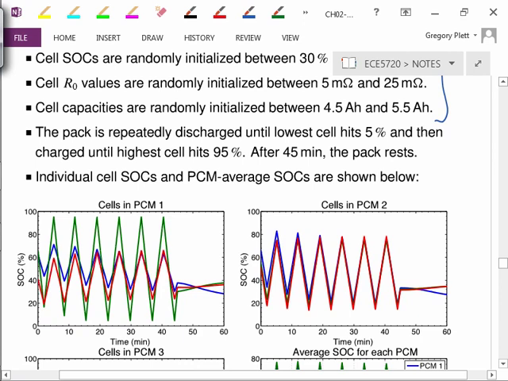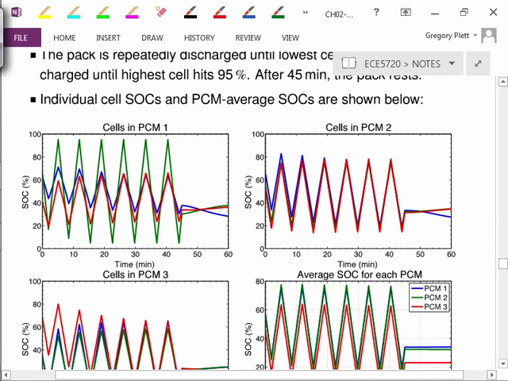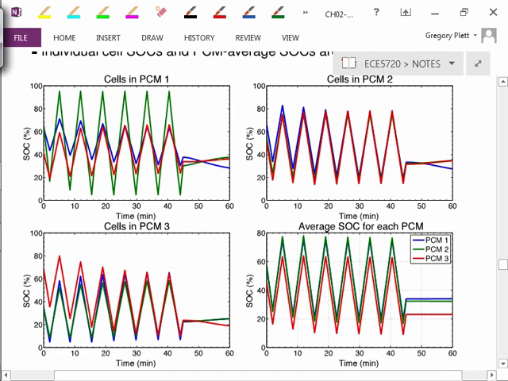We repeatedly discharge and charge the battery pack. We discharge until the lowest SOC in the pack hits 5% SOC, and then we charge until the highest cell hits 95% SOC. We repeat that over and over again with a constant current type of simulation. And then after 45 minutes, we allow the pack to rest and see what happens, both during the forced behaviors and the resting behaviors. And the plots show some results here.